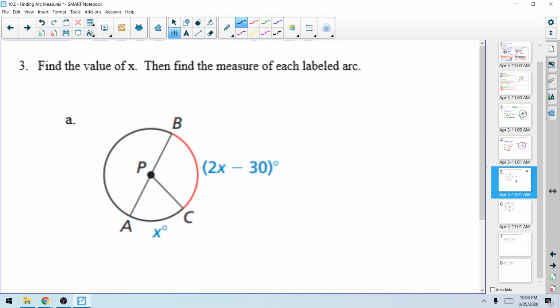Okay, using all of that information, find the value of x. Then find the measure of each labeled arc. Okay, and specifically in my picture, it has this red piece, so I think it wants us to find that red piece too.